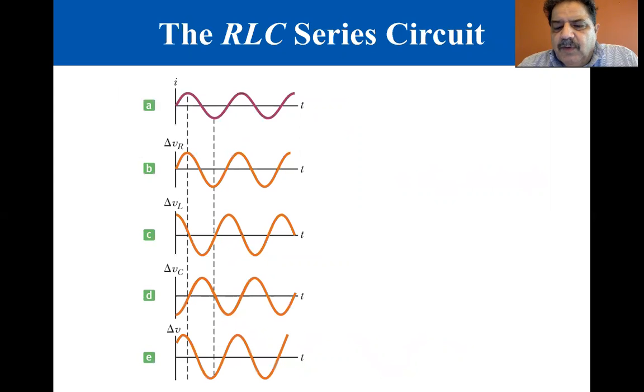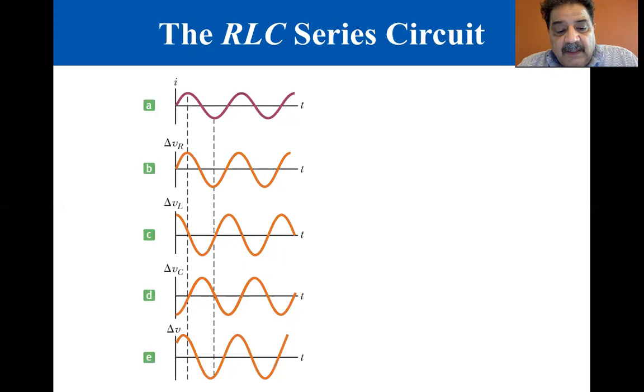Now you know that the voltages across each element might or might not be in phase with the current. These graphs will show us the voltage-current relationship for each element. Figure B shows that the instantaneous voltage across the resistor is in phase with the instantaneous current.